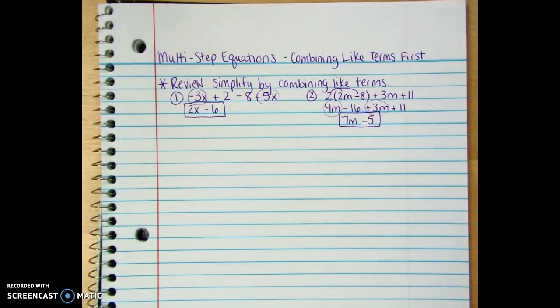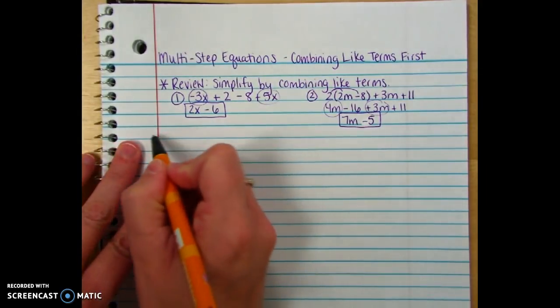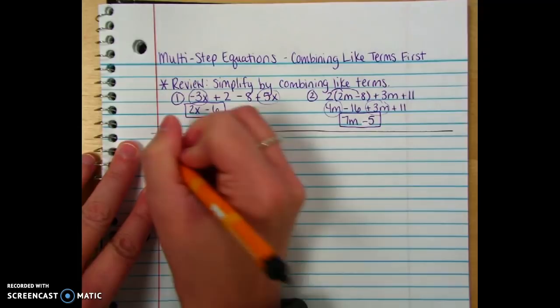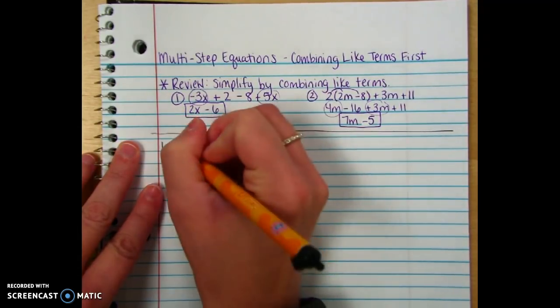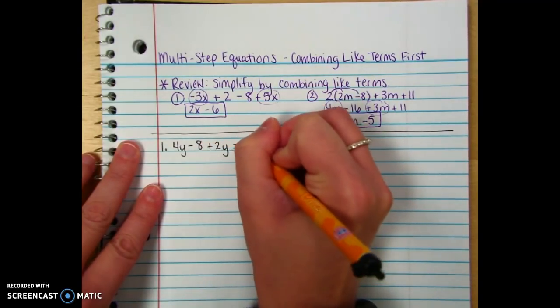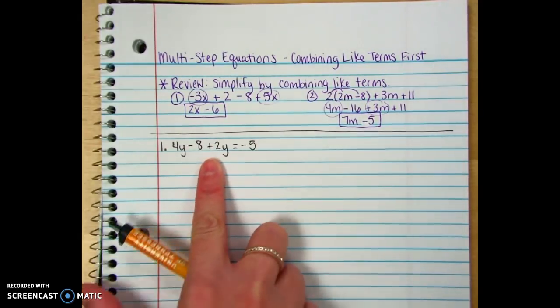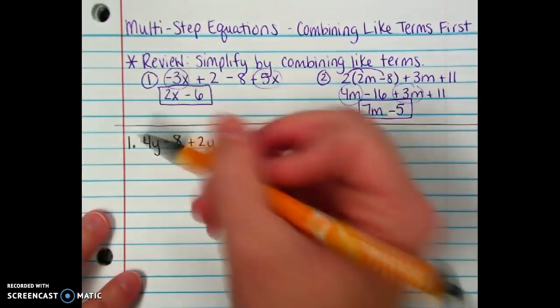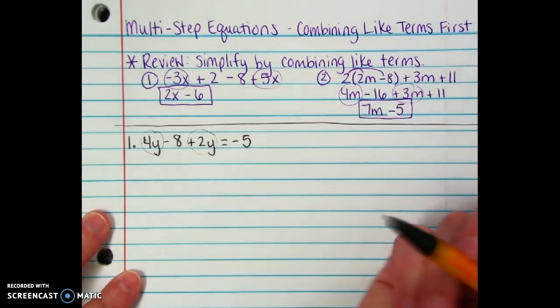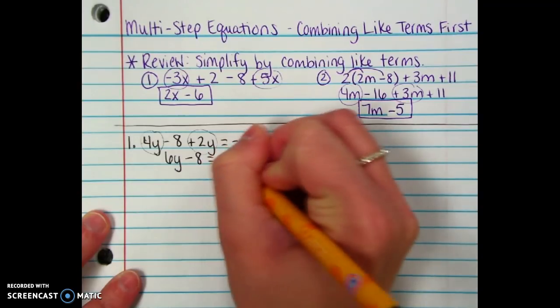Okay, so if you have any questions on that, call me over, raise your hand. I'll come over and help you with that. But now we're going to get into the notes. So let's look at 4y minus 8 plus 2y equals negative 5. There's nothing to do over here yet, but I do have like terms over here. So I need to add 4y plus 2y, which is 6y. Bring down that minus 8 equals negative 5.